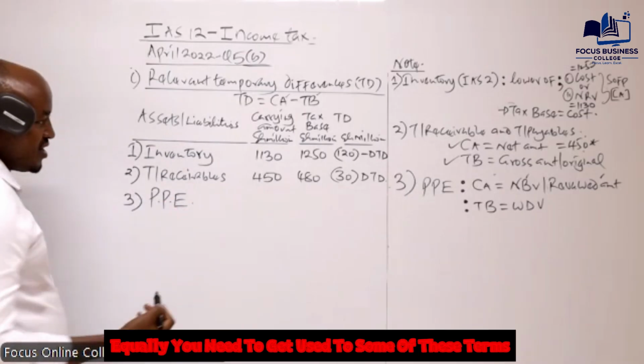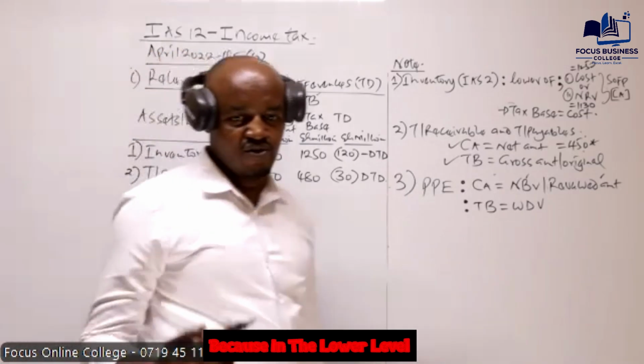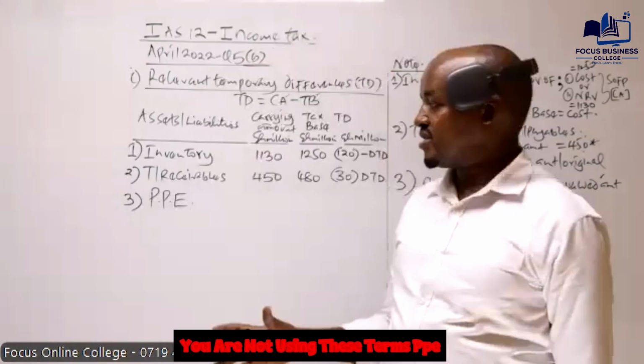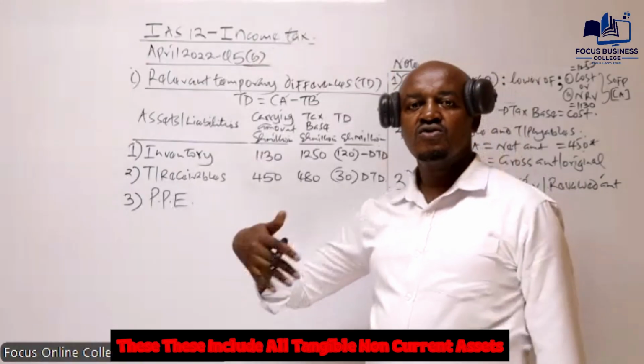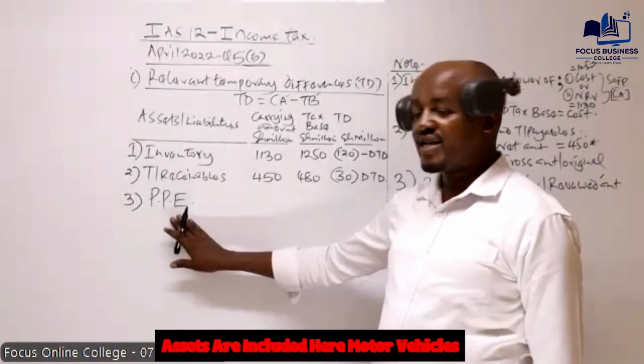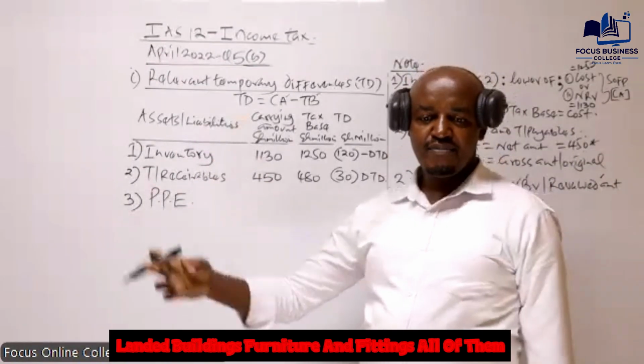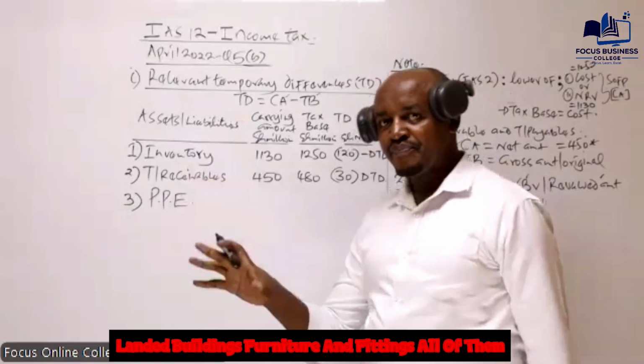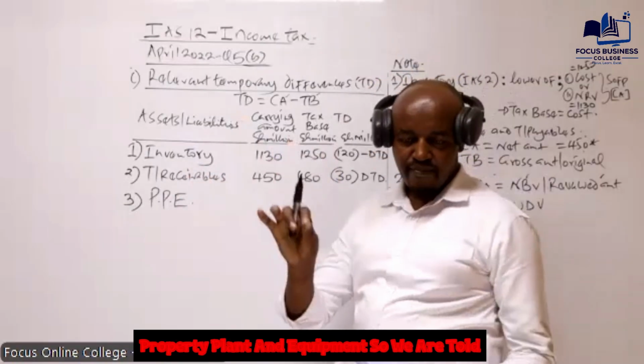Moving forward, you need to get used to some of these terms because in the lower level, you are not using these terms. PPE includes all tangible non-current assets. All tangible non-current assets are included here. Motor vehicles, land and buildings, furniture and fittings, all of them, we refer to them as property, plant, and equipment.